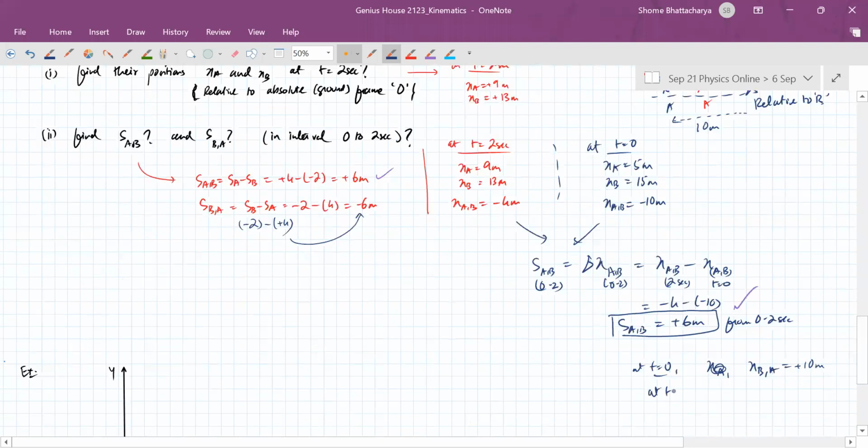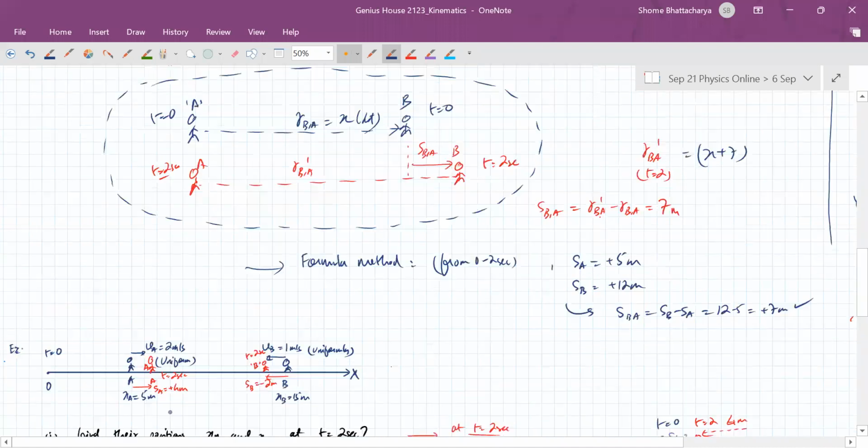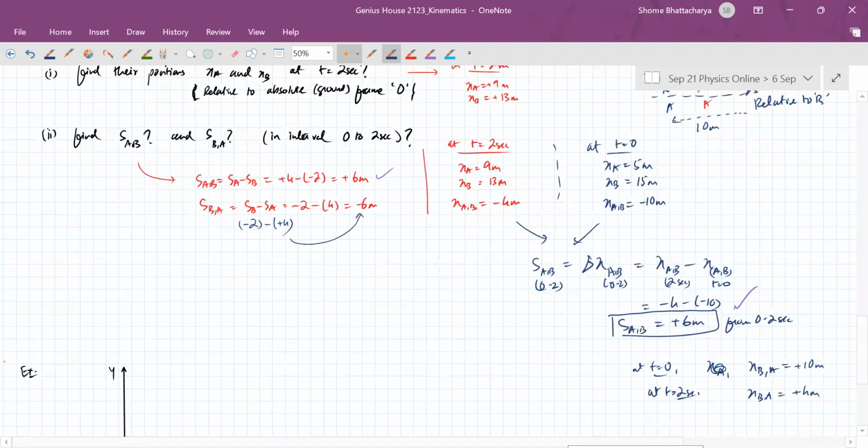And at t equal to 2 seconds, what has the position of B with respect to A become? B has moved ahead by 15, and A has also moved ahead by 4. Now the difference between this and this has become 10 minus 4 minus 2. So it has become +4. So now you understood how the relative displacement came about?